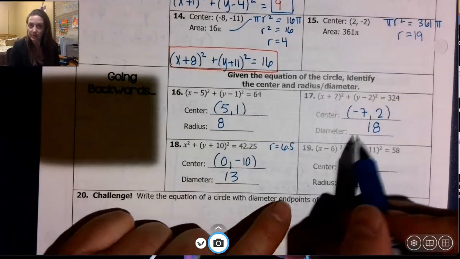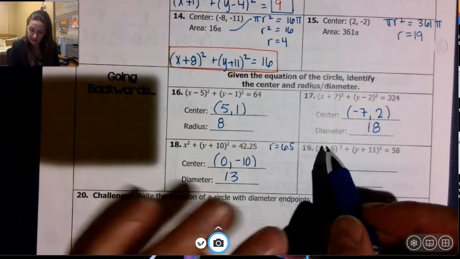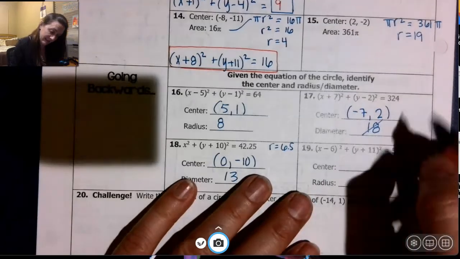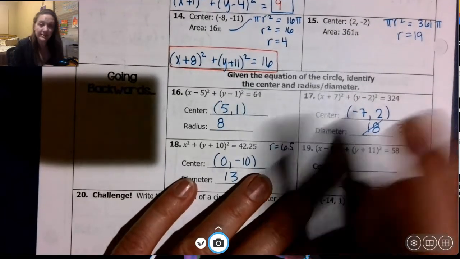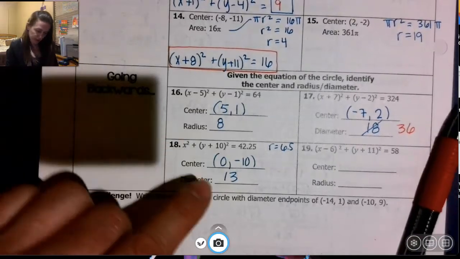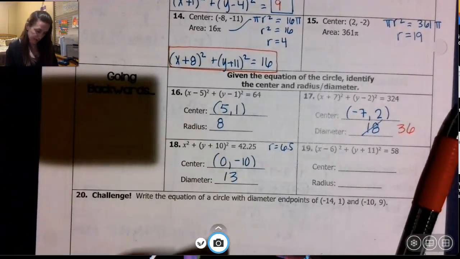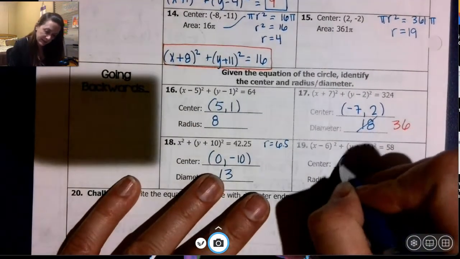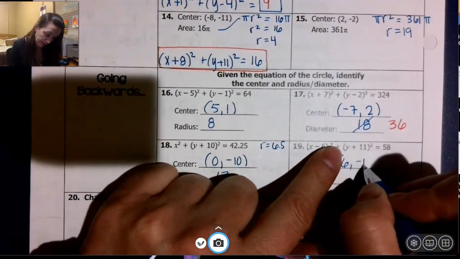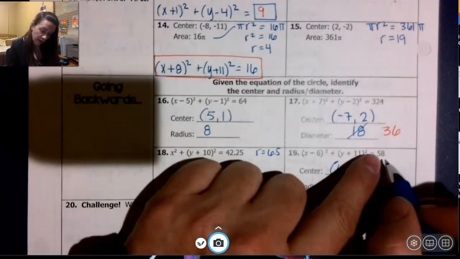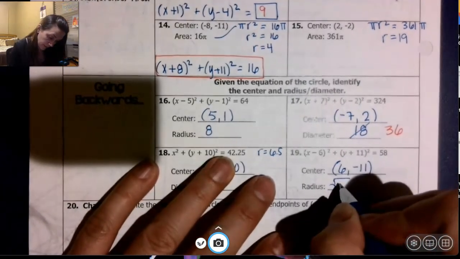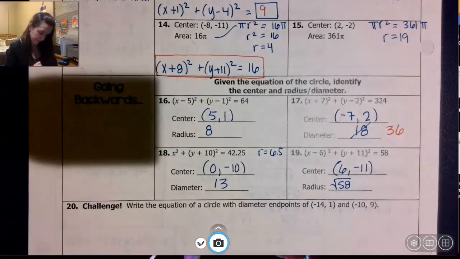I just noticed this one asked me for my diameter as well. So since I got 18 here, my diameter is actually 36. I did not see that. Be super careful. I'm checking my answers with the key at the same time, making sure. Okay, so my center here, opposite of x will be positive 6, opposite of y will be negative 11. R squared is 58, so the radius is going to be the square root of 58.